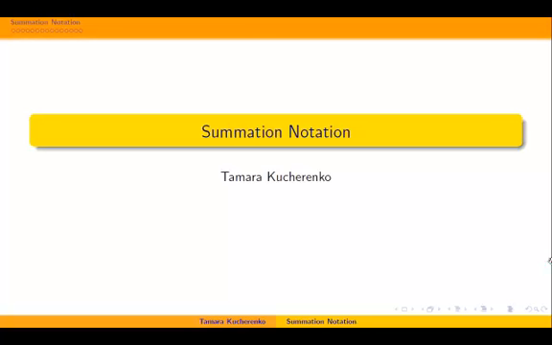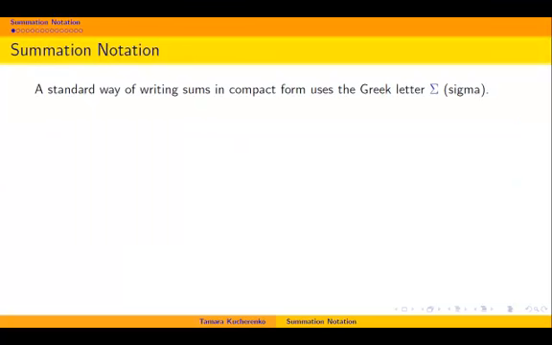In this lecture, we introduced summation notation, which is a convenient way to write sums with many terms more compactly. We will use this notation later when approximating areas and distances. A standard way of writing sums in compact form uses the capital Greek letter sigma.